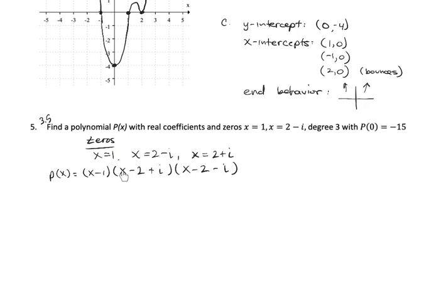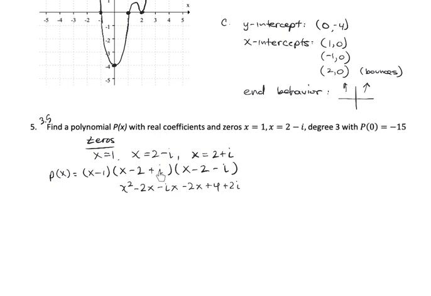So it's going to be x times x, x times negative 2, x times negative i, negative 2 times x, negative 2 times negative 2, negative 2 times negative i, and finally i times x, i times negative 2, and i times negative i. So let's write those terms. x times x is x squared, x times negative 2 is negative 2x, x times negative i is negative ix. Now we're going to start with the negative 2 and multiply it to all three of these terms. So negative 2 times x is negative 2x. Negative 2 times negative 2 is positive 4. And negative 2 times negative i is positive 2i.